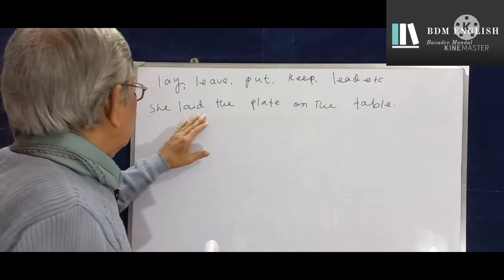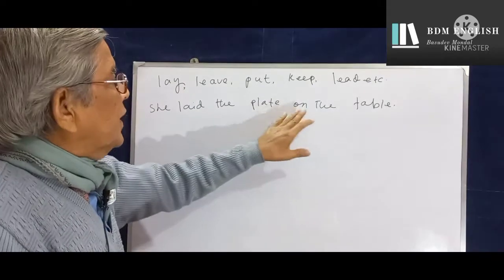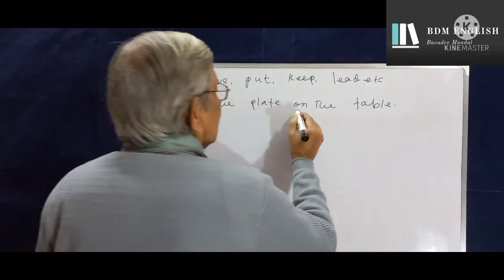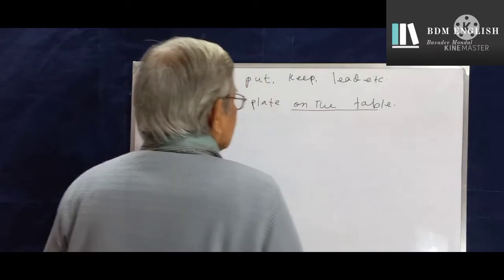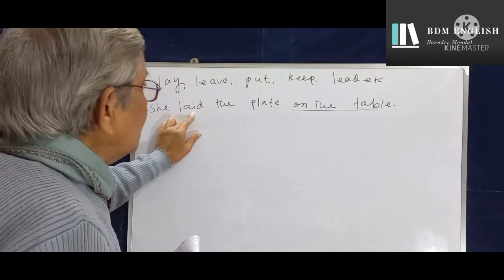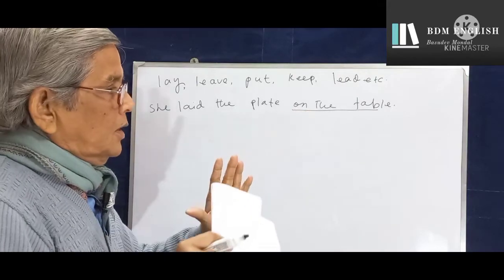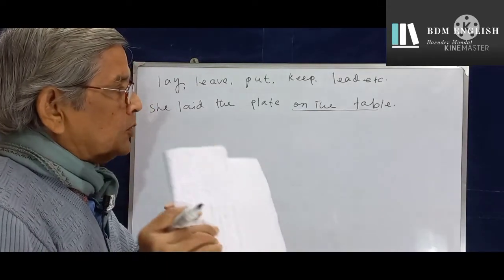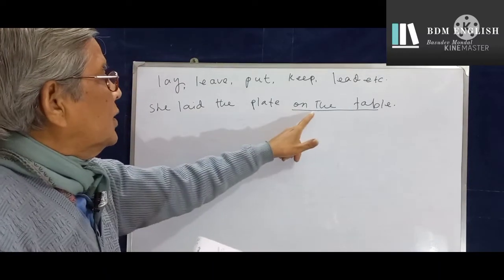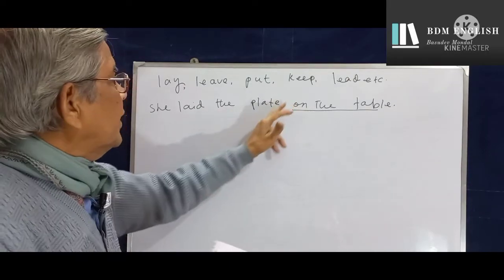Now, if we simply say she laid the plate, it will not carry a clear meaning. Now, if we add this phrase, on the table is a phrase, and here it refers to the place of the occurrence of the action of laying. So, it is an adjunct. Such phrases that denote the place or the time, etc. of the action are called adjuncts. It may be a single word like here, there, etc. She laid the plate there.